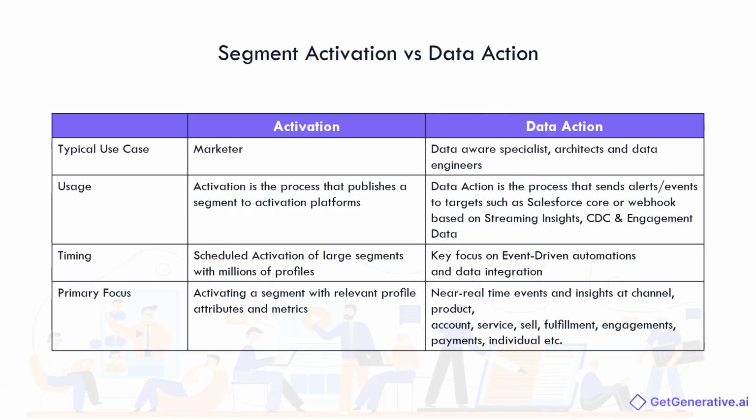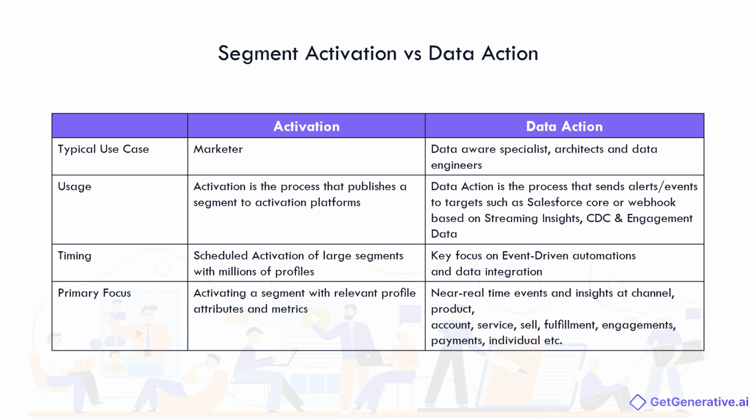Move on to the next one. Segment activation versus data actions. What's the difference? The typical use case for activation is usually marketers who want to get the segmented information outside of Data Cloud, either for web personalization or for sending emails, SMS, marketing communications. Versus the data action is for architects, data engineers, data aware specialists. These are the ones who configure the data action, but not necessarily a marketer or business team will come in and configure a data action. It's more tech savvy. Hence, technical persons such as data engineers, architects should be able to come in and configure the data action.